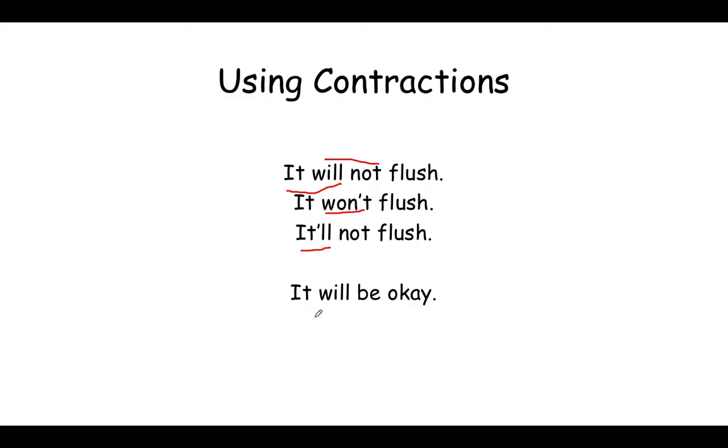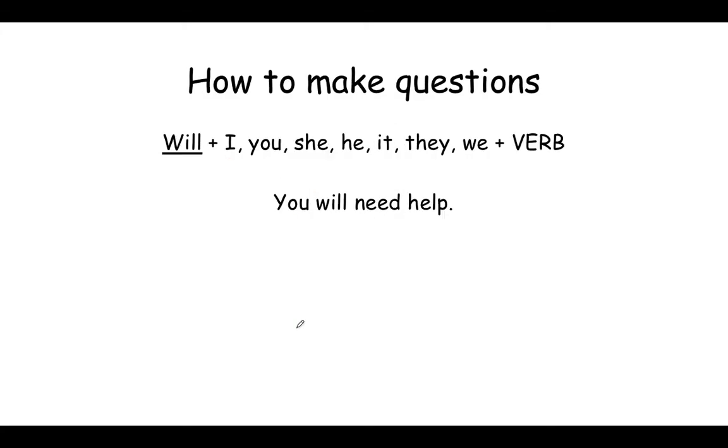Okay, this sentence, it will be okay. You can put it and will. It'll be okay. This one, it'll be okay, is what I hear a lot in English. People always will say it'll be okay. Sometimes they'll say it will be okay. But both of these are correct, and both of them mean the same thing. So either way, whatever you think is easiest is great.